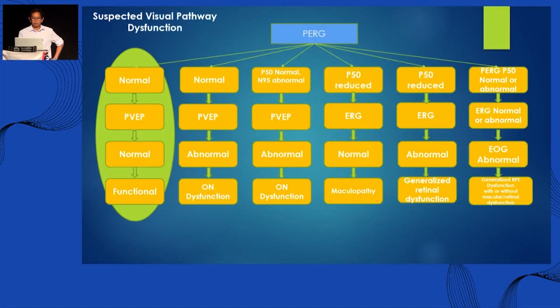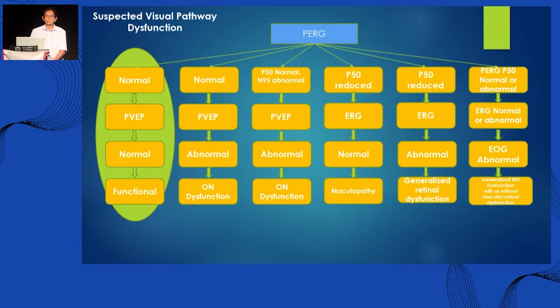So we are going to discuss, well, not only ERG, just electrophysiology, indications and interpretations. We start generally when you have a suspected visual pathway dysfunction. This flow chart tells you how to investigate such a patient. We start with a pattern ERG.